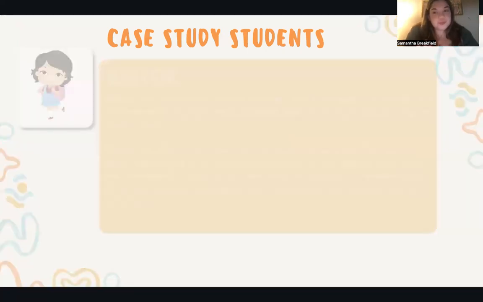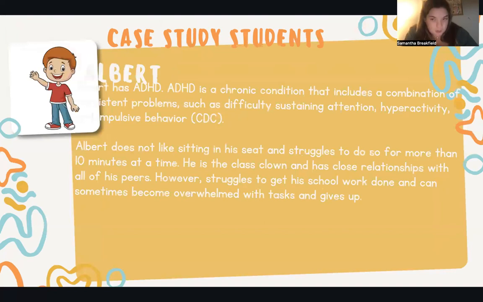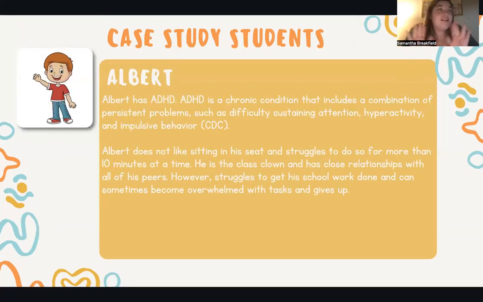So then we have Albert, and Albert has ADHD, a classic. ADHD is a chronic condition that includes a combination of persistent problems such as difficulty sustaining attention, hyperactivity, and impulsive behavior. Now, Albert doesn't have as much of this impulse issue, but he does have a lot of hyperactivity, and because of that, he has trouble paying attention because he's so focused on how uncomfortable he is in the chair or how much he wants to get up or just how antsy he is.